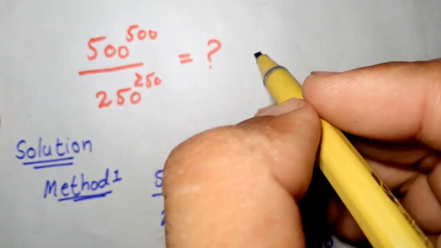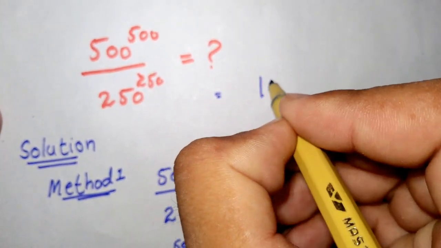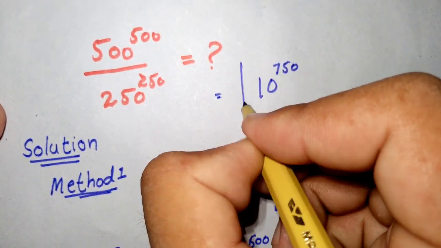So the final simplified form of this question is 10 to the power of 750. This is the final answer of this question.